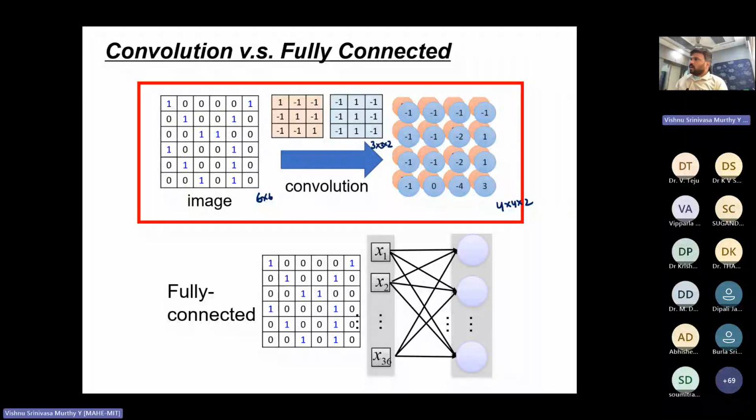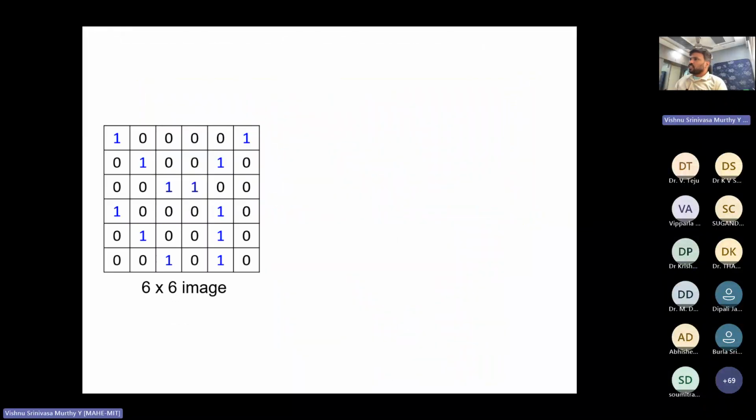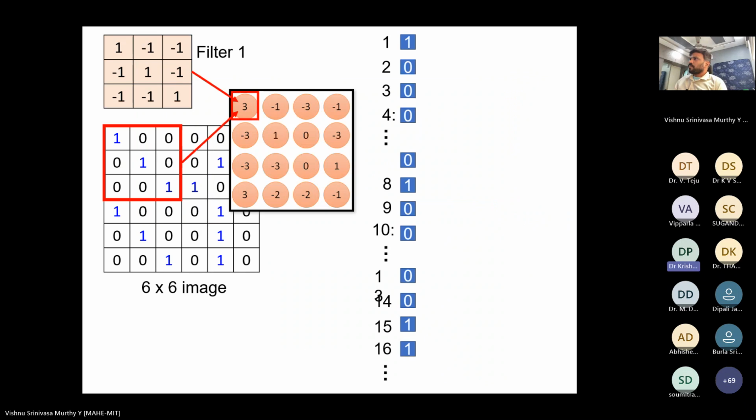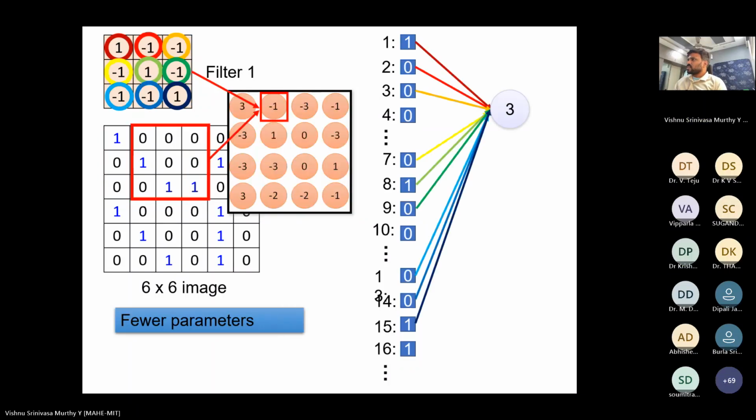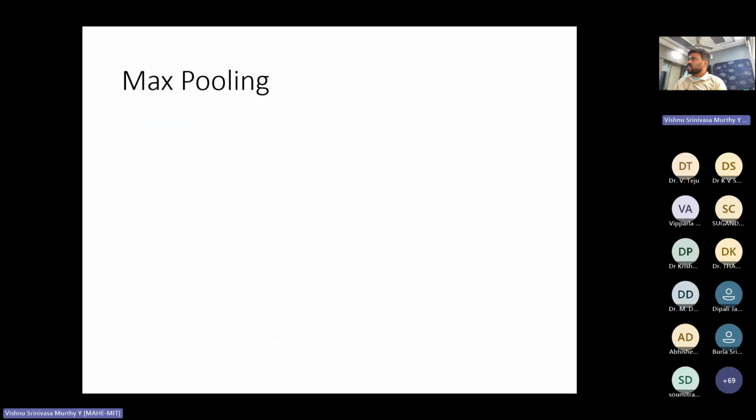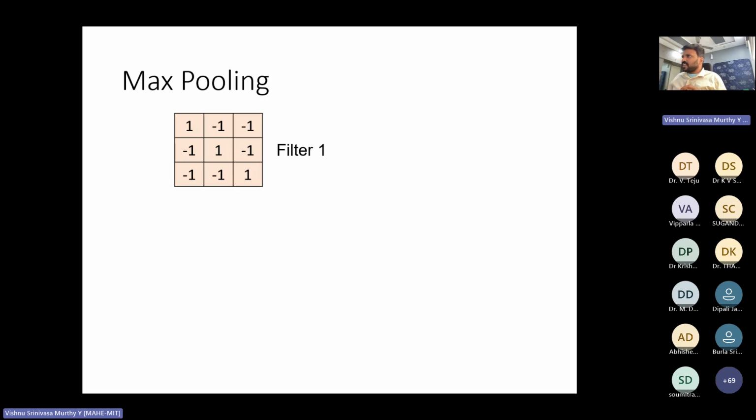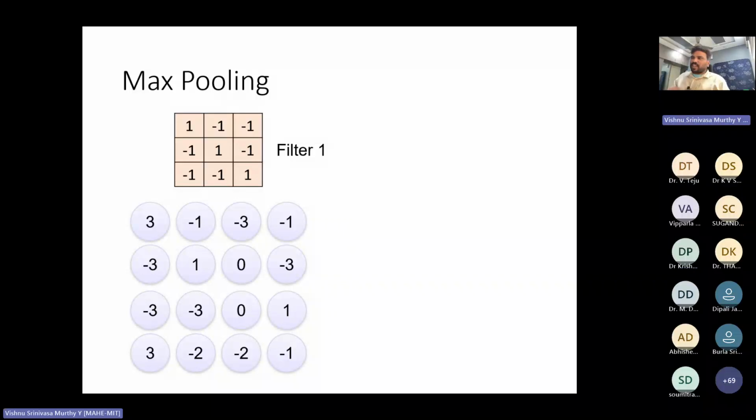Okay, now I'm performing the pooling operation. Let me explain about the pooling now, then I'll come back to the diagram again. 4 by 4, our result is there, right? This is the result that we get.